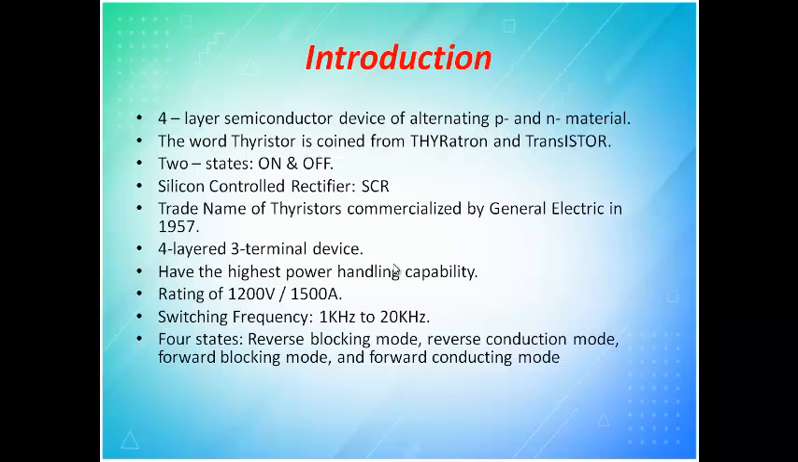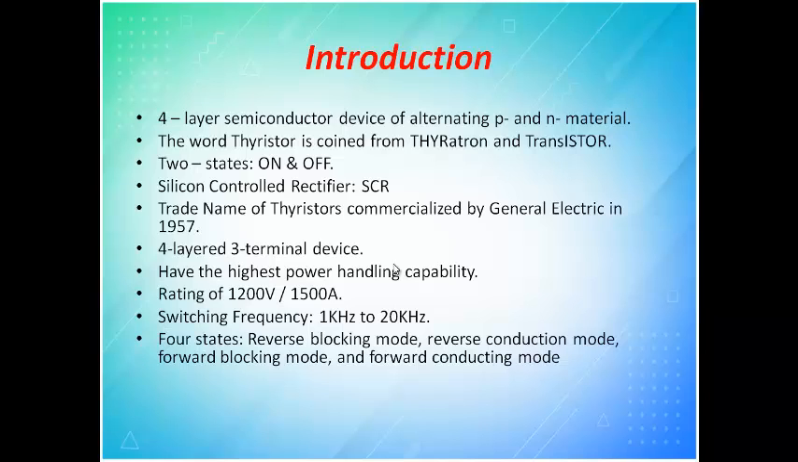It was initially tested in the lab at General Electric in 1957, and there are only 3 terminals. The operating range is from 1200 volts to 1500 amps. So a very high operating range is possible in the case of SCR. Switching frequency is also moderate. We cannot say it is in the order of mega, it is only in the order of kilo.